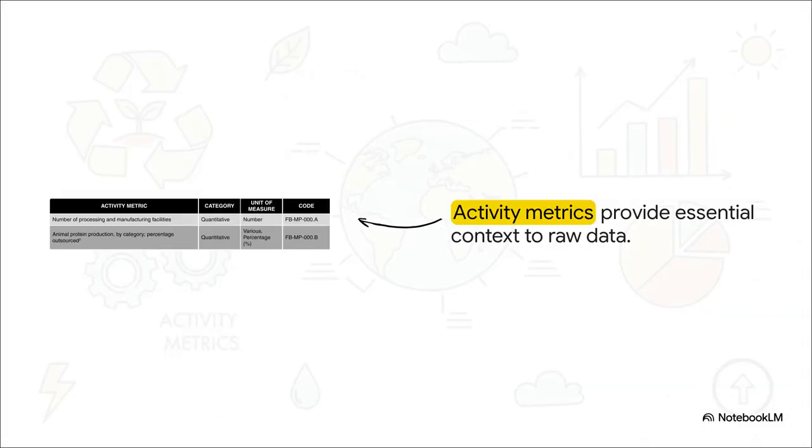Now, tucked away at the very end of the disclosure topics is a tiny but incredibly powerful section: Table 2, Activity Metrics. These activity metrics basically act as an essential decoder ring. They allow investors and analysts to finally make sense of all the environmental and social noise that a company reports.